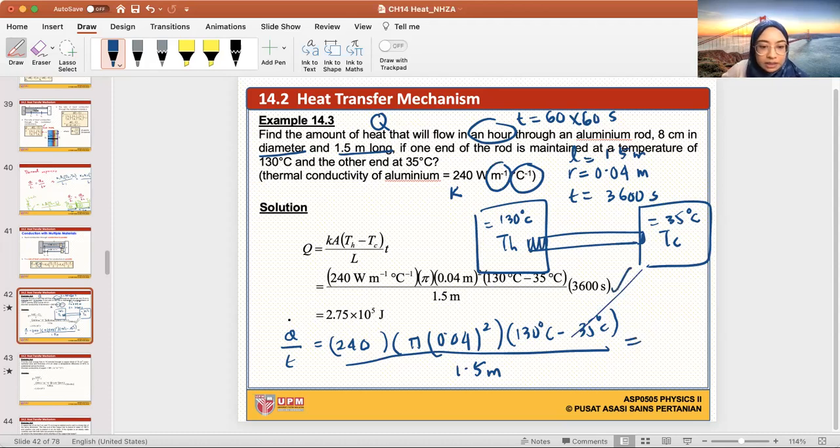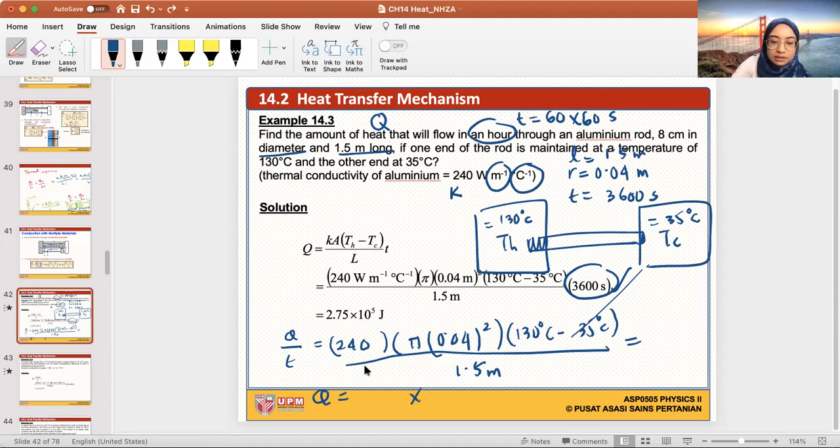Be patient. We want to find Q. Find the amount of heat that will flow in an hour. It's not asking you the rate. It's asking you what is the Q in an hour. That's why here it is multiplied by 3,600 seconds. This equation gives you Q over t, but it's asking you what is Q. So you multiply it by time, which is why I bring it over here.